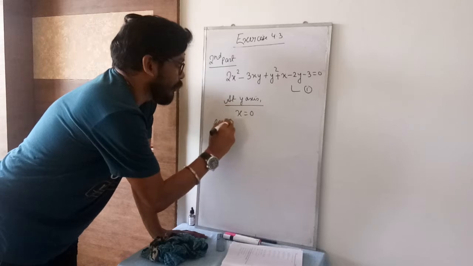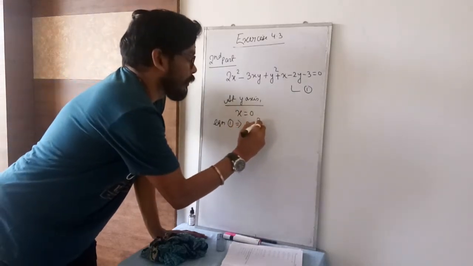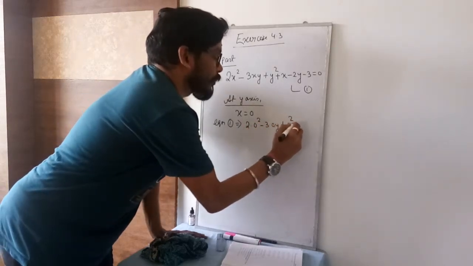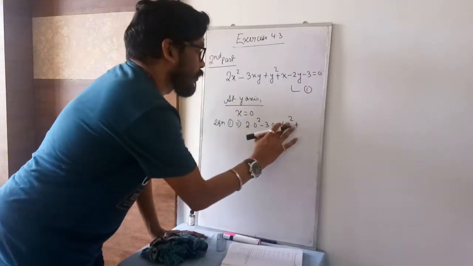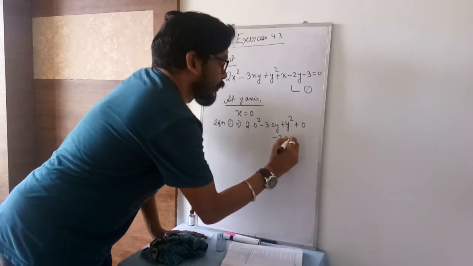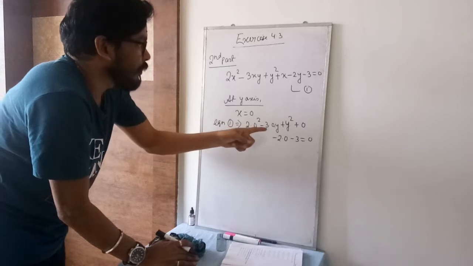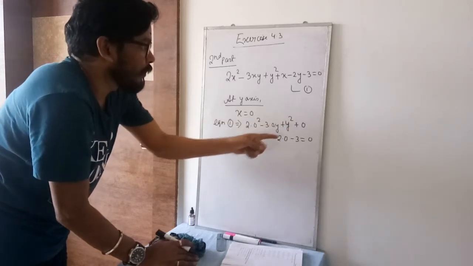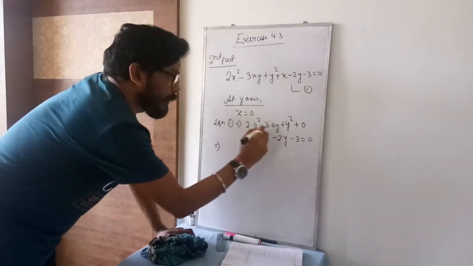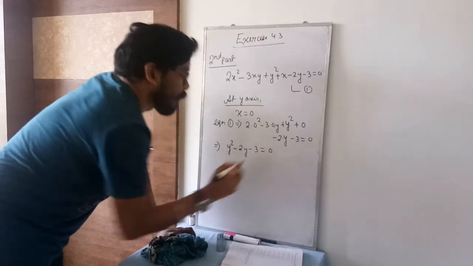So I will put 0 wherever x is there in equation 1. So it is 2 into 0 square, 0y plus y square, then it is 2 into 0 minus 3. Let me check it once. In place of x it is 0, y square, here I have made a mistake, minus 2y minus 3. So what is the left part here? Y square minus 2y minus 3 equal to 0.